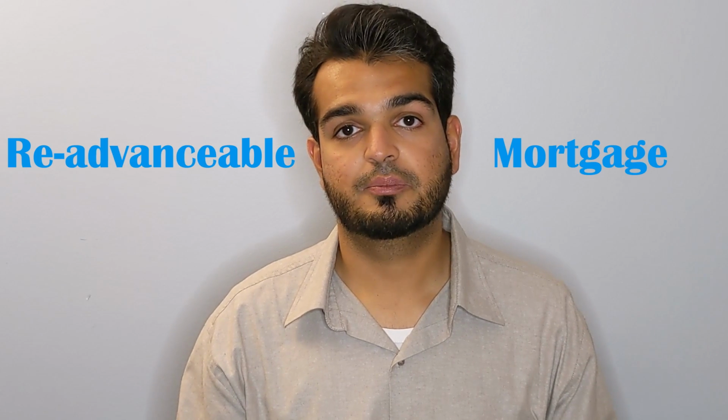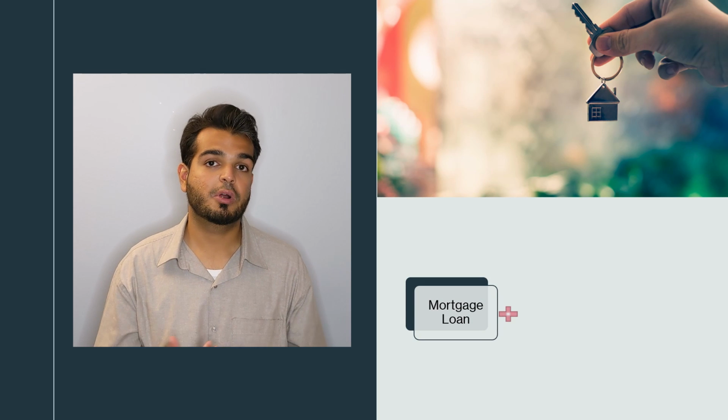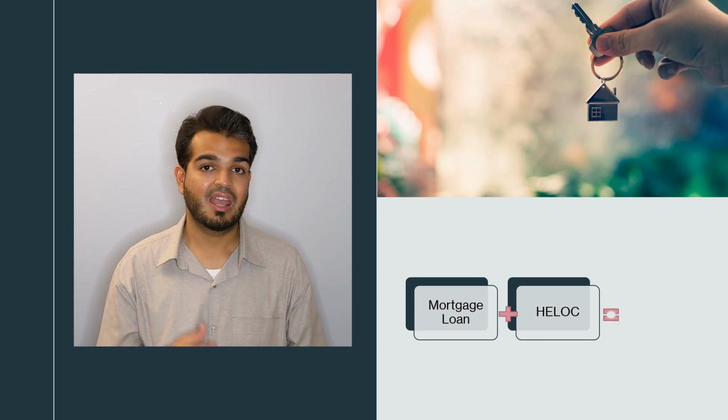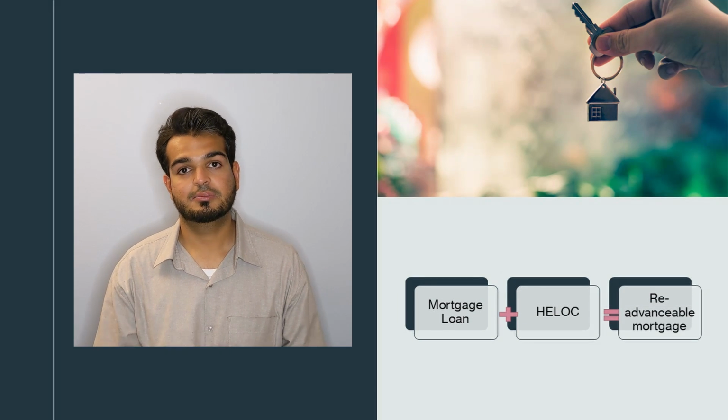Now that we covered what a traditional mortgage looks like, let's look at what a re-advanceable mortgage and HELOC combination looks like. For the Smith Maneuver, you will need to obtain a re-advanceable mortgage. This is slightly different than a traditional mortgage, as the re-advanceable mortgage consists of two parts. One part mortgage loan, and the second part HELOC. In this case, the HELOC limit increases as you pay down your mortgage and gives you room to directly access your home equity.